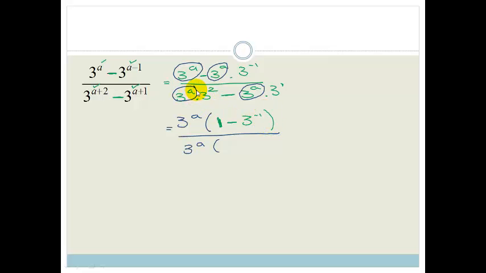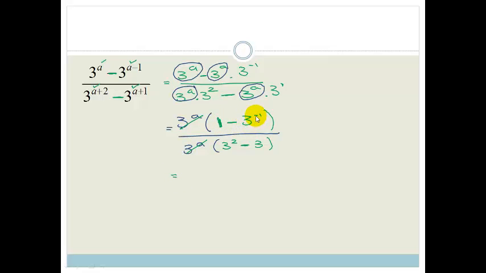Okay, again, we're taking out this common factor here of 3 to the a, and we're left with 3 squared minus 3, and I'm not writing the 1 because it's obvious. 3 to the 1 is 3. Right, now, the best part about this is we get to cancel. So cancel, cancel. Awesome. And what are we left with? So now we're left with 1 minus 3 to the minus 1.